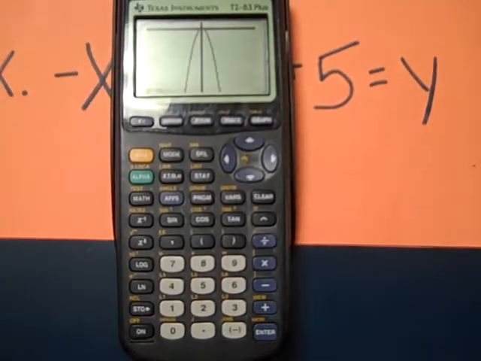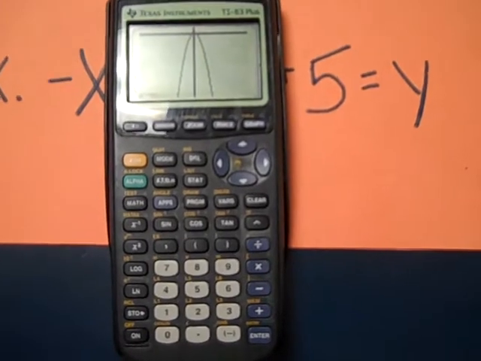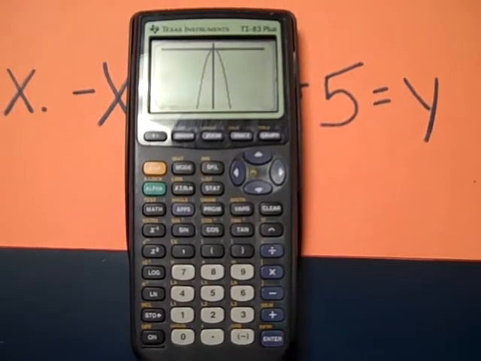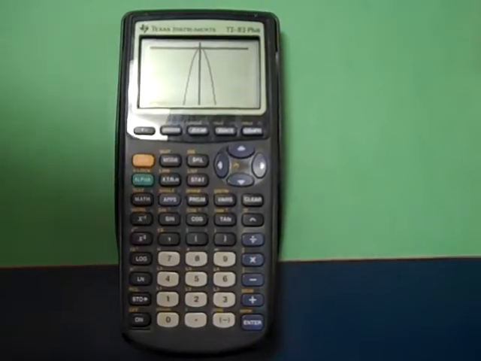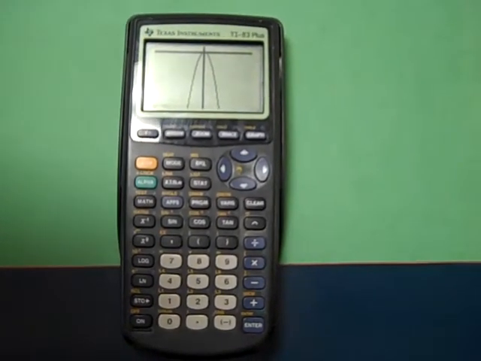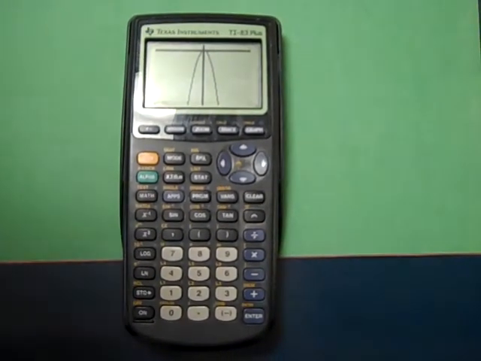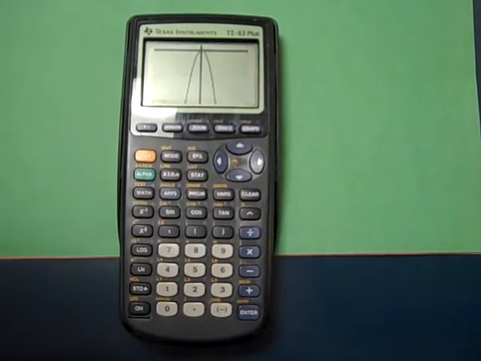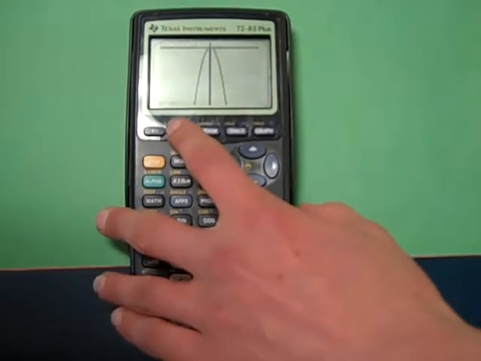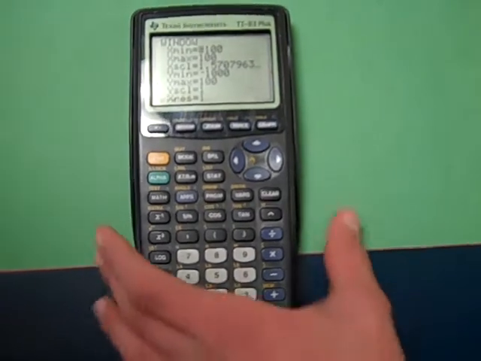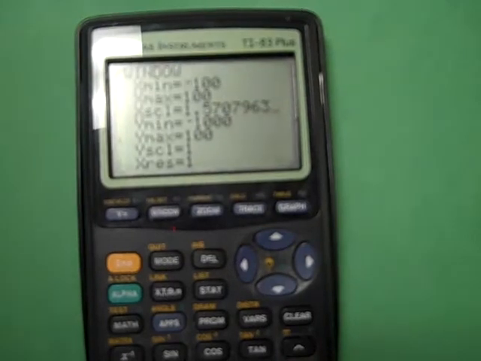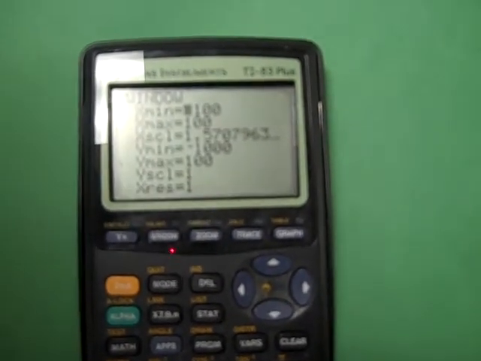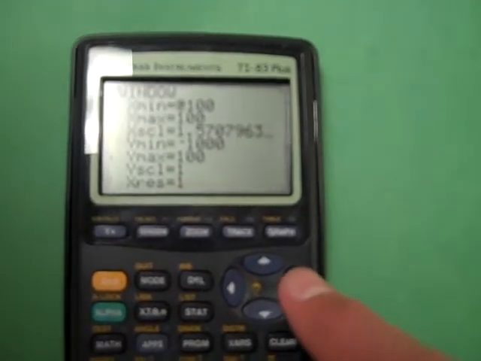Now we're going to try to find the right window to fit this parabola. As you can see, the parabola on the screen is barely visible. What you need to do in order to make it visible is change the window. So, you hit the window button. Try to find a window that will suit the graph. It was pretty small, so let's try decreasing all the values.